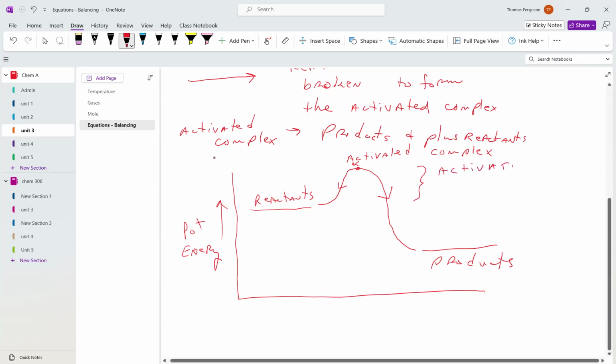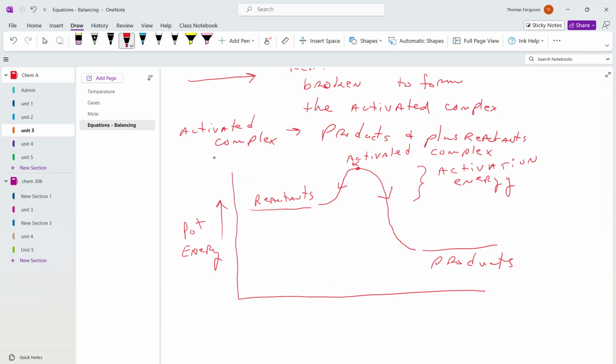That height is called activation energy. How much energy is required to activate the reaction, to get it moving? Let me give you another example. That's from the bottom of the reactants to the top back here. Now, I'm going to give another reaction.